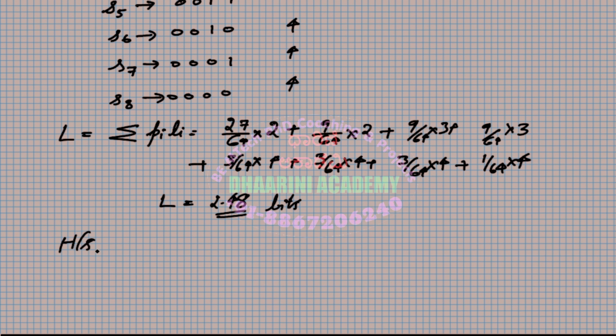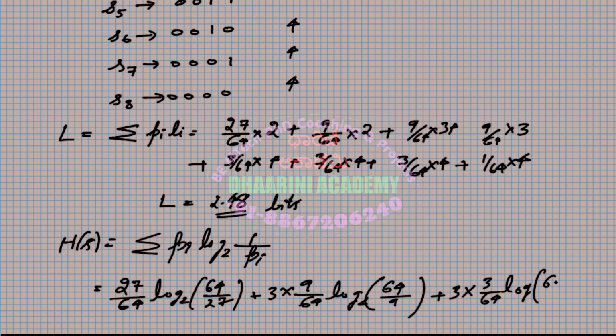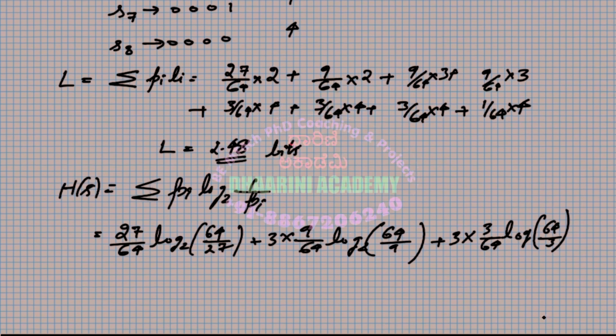Then calculate H of S as per the equation. This is the sum of Pi into log to the base 2 of 1 divided by Pi. So for each probability we write that: 27 by 64 log to the base 2 of 64 by 27. Then the 9 by 64 is repeated 3 times: 3 times 9 by 64 times log to the base 2 of 64 by 9, plus 3 more times 3 by 64 log to the base 2 of 64 divided by 3. After that we have one more last term remaining, that is 1 by 64 times log to the base 2 of 64 by 1.